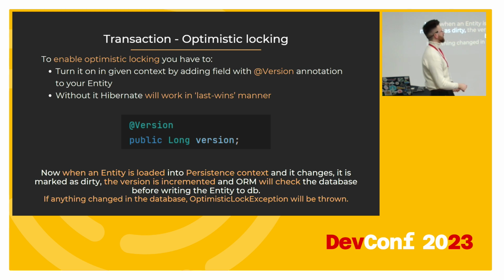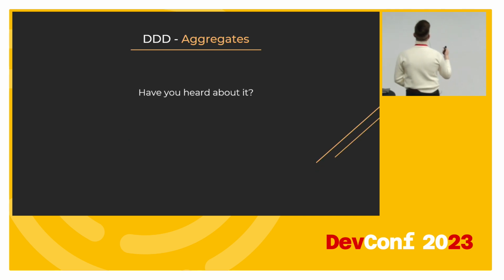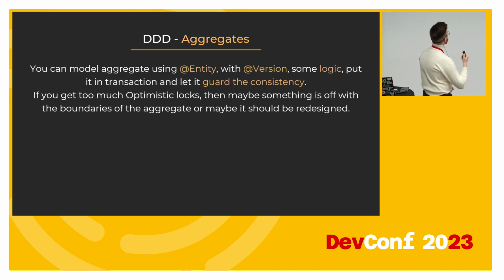If anything changed, an optimistic lock exception will be thrown, and we can do something with that. Do you know DDD aggregates? Who knows what an aggregate is? Okay, a few of you. Good job. I really encourage you to get to know DDD aggregates, tactical patterns. So with the entity annotation, with the version annotation, the one from the previous slide, and some business logic that we want to guard, we can model an aggregate.